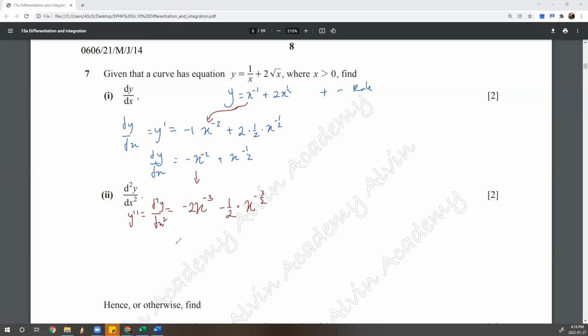And that's all for the answer. Or if you want to make it simpler, you can write it like this: -2 over x cubed, minus half, x power 3 over 2. 3 over 2 is 1.5, right? And you can make it into surd form, 1 over 2x square root x, because this is x to the power 1.5. But again, it's about your preference. I think this is enough.